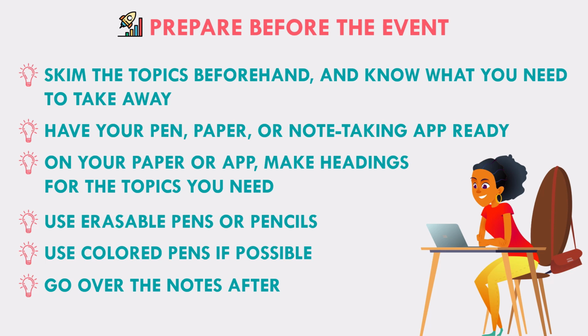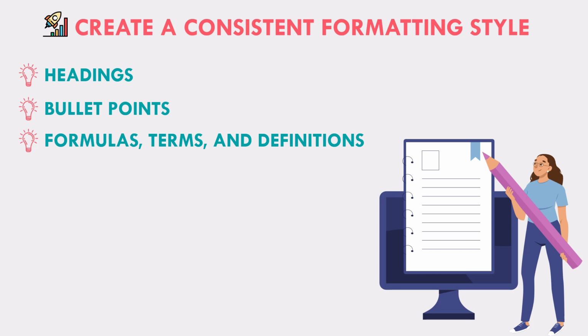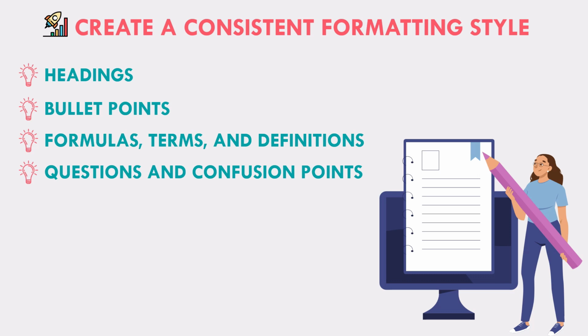Now let's go over some formatting elements for your notes. If you have colored pens, you can create a style. It's up to you what it is. Just make sure you create recognizable headings, bullet points, formulas, terms, and definitions. There should be consistency throughout your notes, like today, tomorrow, in a month. The way you take notes should always be consistent so that when you go over your notes, it's easy to find things in them. All these things need to be labeled or use the right color for them. And of course, question and confusion points, you should also note down and have them be easily findable when you go back over your notes.